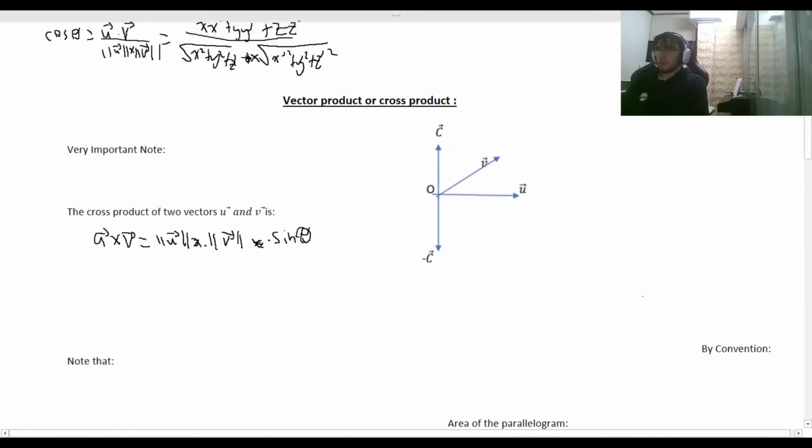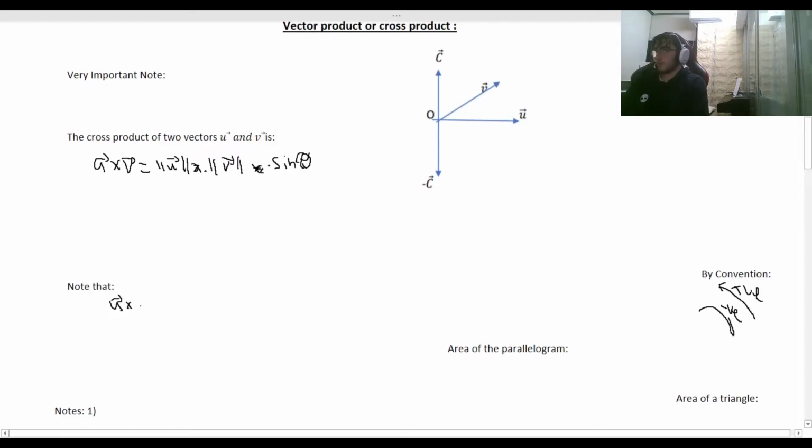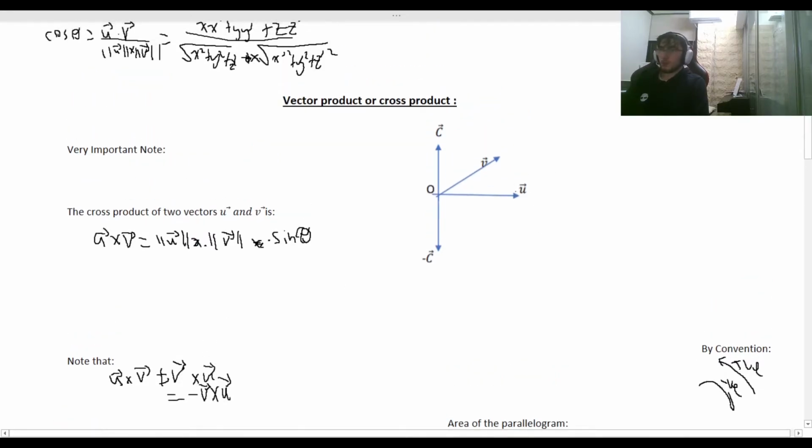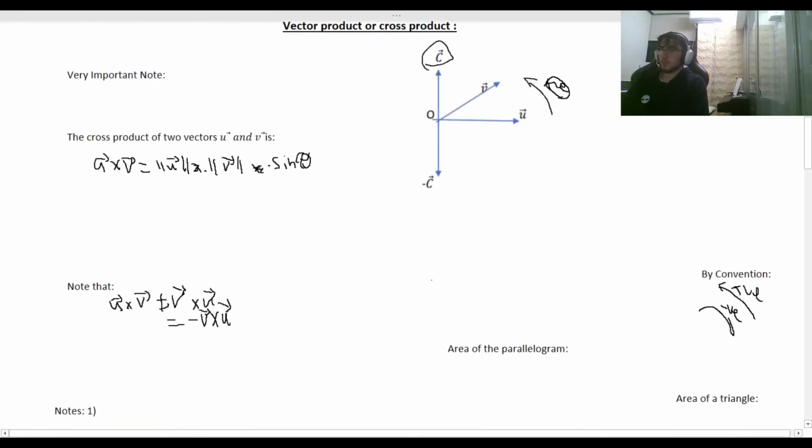Okay. By convention, while naming, we take the anti-clockwise direction as the positive direction and the clockwise direction as the negative direction. What I mean is that, note that u vector cross v vector is not equal to v vector cross u vector. It's equal to negative v vector cross u vector. So, for instance, when we're saying here u vector cross v vector, we're naming in an anti-clockwise direction. So that's why it's equal to positive c vector. If we said v vector cross u vector, then it's equal to negative c vector.